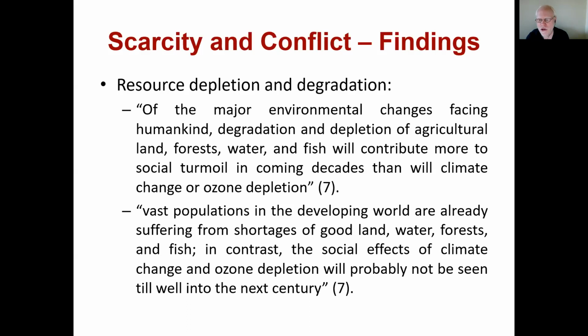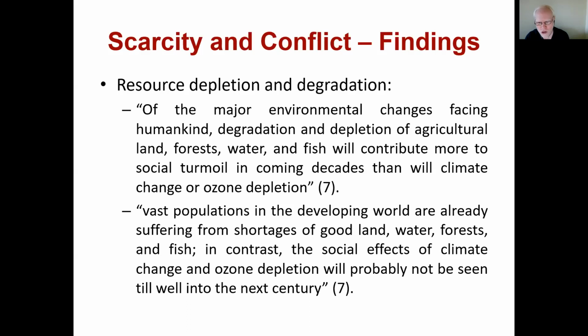As drought spreads, there's less and less available agricultural land. So, these are tied together. As you get more and more drought, you're also going to have less and less available water as there's less rainfall in certain regions. Vast populations in the developing world are already suffering from shortages of good land, water, forests, and fish. In contrast, the social effects of climate change will probably not be seen until well into the next century. Unfortunately, we're 1/5 of the way through the next century, so some of those are going to start kicking in. Again, other than ozone depletion, something that we really seem to have turned the corner on.